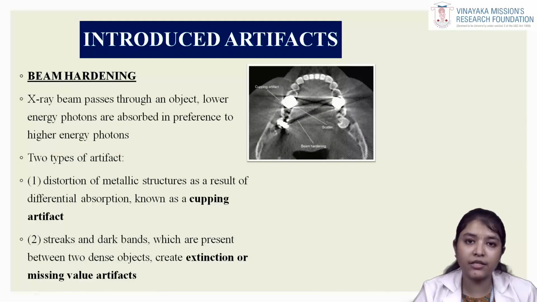An introduced artifact is beam hardening, where lower energy photons are detected by the detectors and higher energy photons are not detected. Beam hardening is of two types, that is the cupping artifact and extinction or missing value artifact. Cupping artifact is nothing but the distortion due to metallic materials or any crowns, so it produces differential absorption, which results in a cupping artifact. Whereas in extinction or missing value artifact, if there are two dense objects and the radiation passes between those dense objects, it produces a streak of dark bands as artifacts.